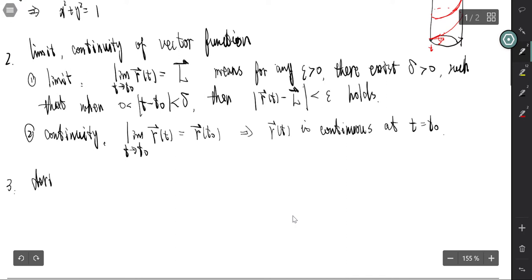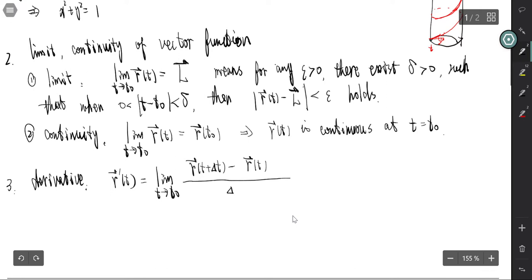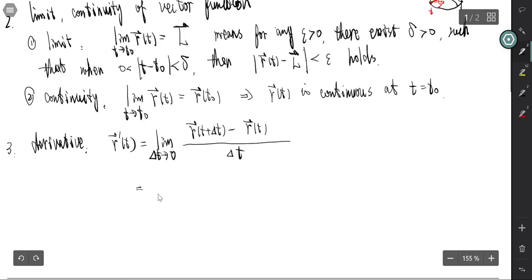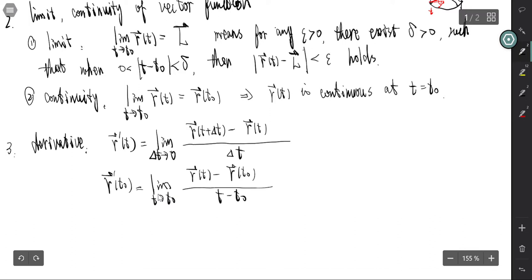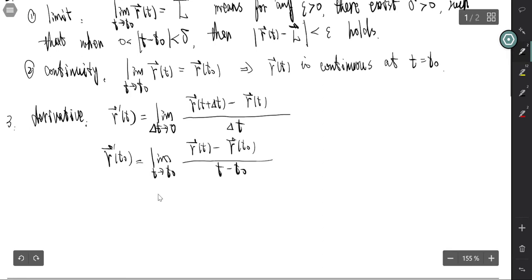The third is the derivative. The derivative of r(t) is defined as the limit as delta t tends to zero of r(t plus delta t) minus r(t) over delta t. We use delta t here. Or r prime of t naught is the limit as t tends to t naught of r(t) minus r(t naught) over t minus t naught. That is similar to the scalar function.